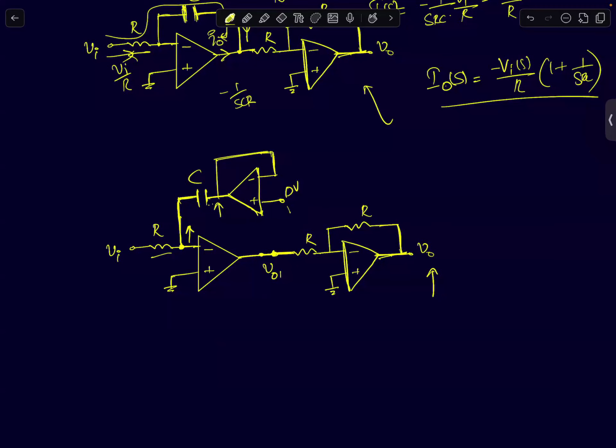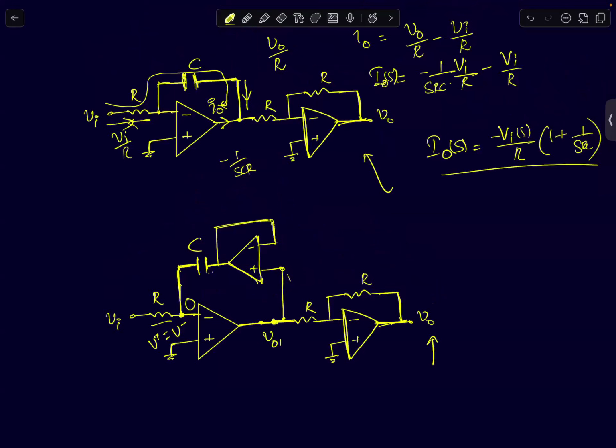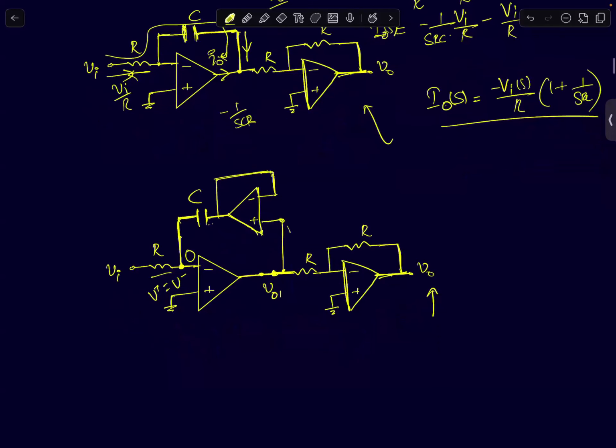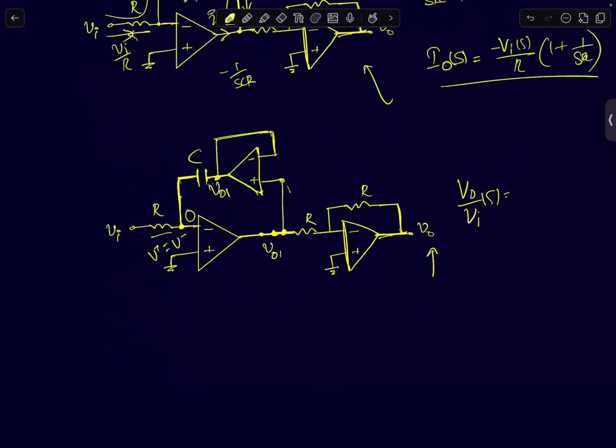The moment you know it's negative feedback, you can immediately apply this result: V plus will be equal to V minus. So this node will be at ground, virtual ground. If this node is at virtual ground, now you can quickly analyze and tell me what is the output of the circuit. Did you guys get the same transfer function? It's the same, right? If we assume VO1 is this node, the same VO1 appears at this capacitor's input as well. So it's the same circuit, and you'll get a transfer function of VO by VI of S is 1 by SRC.